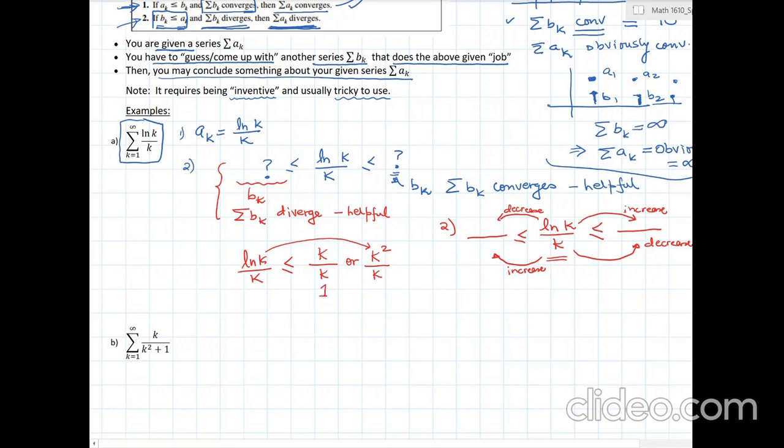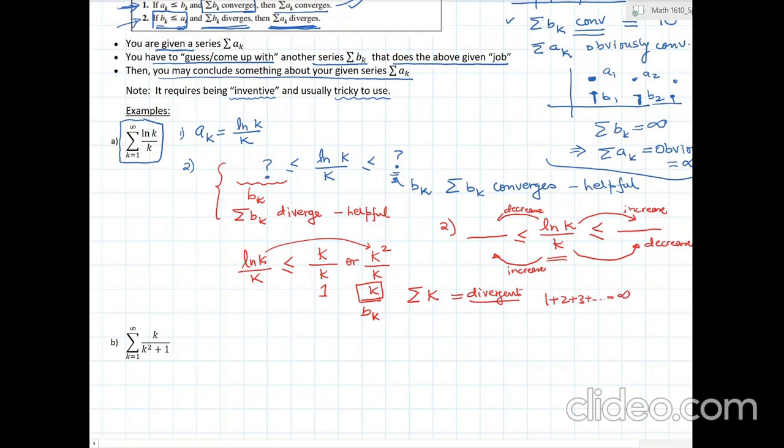So suppose this is 1 and this is k. But what must I have with this series? Suppose I picked this to be my bk. That means my series bk is the summation of k. Now the summation of k is obviously divergent, because what is the summation of k? It's 1 plus 2 plus 3 plus, so that is obviously infinity.